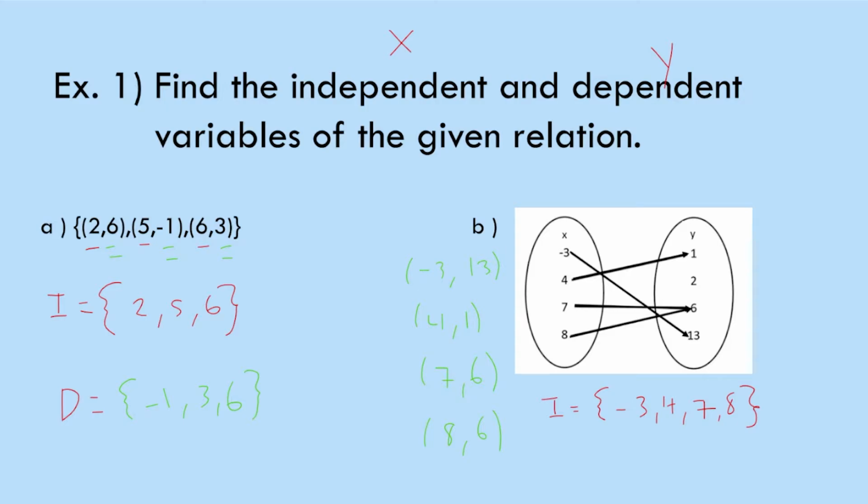And then I'm going to ask myself, what are my dependent variables? Dependent are all the Y's, but notice that technically I have 2 Y's that are the same, 6. So am I going to list them twice? I'm not. So I'm going to put them from least to greatest. I'm going to open the set. It's going to be 1, 6, 13. And that's it. I'm done. That's how you list independent and dependent variables. Remember, independent is the X, dependent is the Y, and you list it as usually a set.